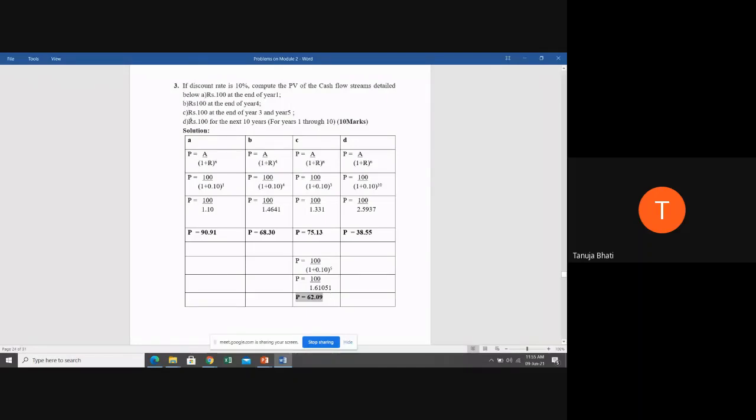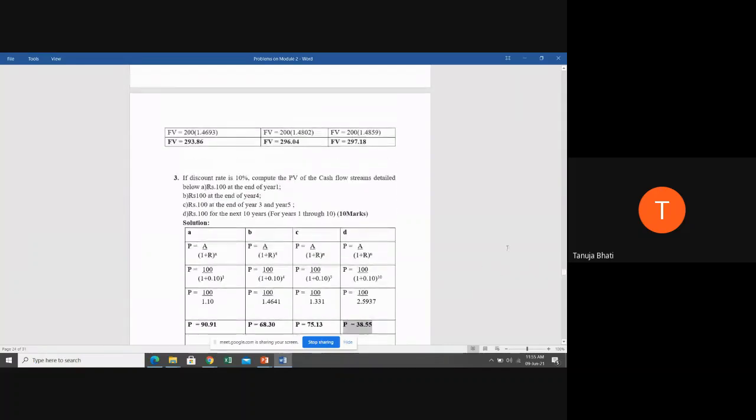Next, they are asking rupees 100 for the next 10 years. So for years 1 to 10, you have to take A divided by (1 plus r) raised to n. So 1 plus 0.10 raised to 10. When you solve this, you get the present value as 38.55. So this problem carries 10 marks. See students, the problems I solved earlier while showing you were a little complicated. But usually when you look at the question paper, much simpler problems are asked.